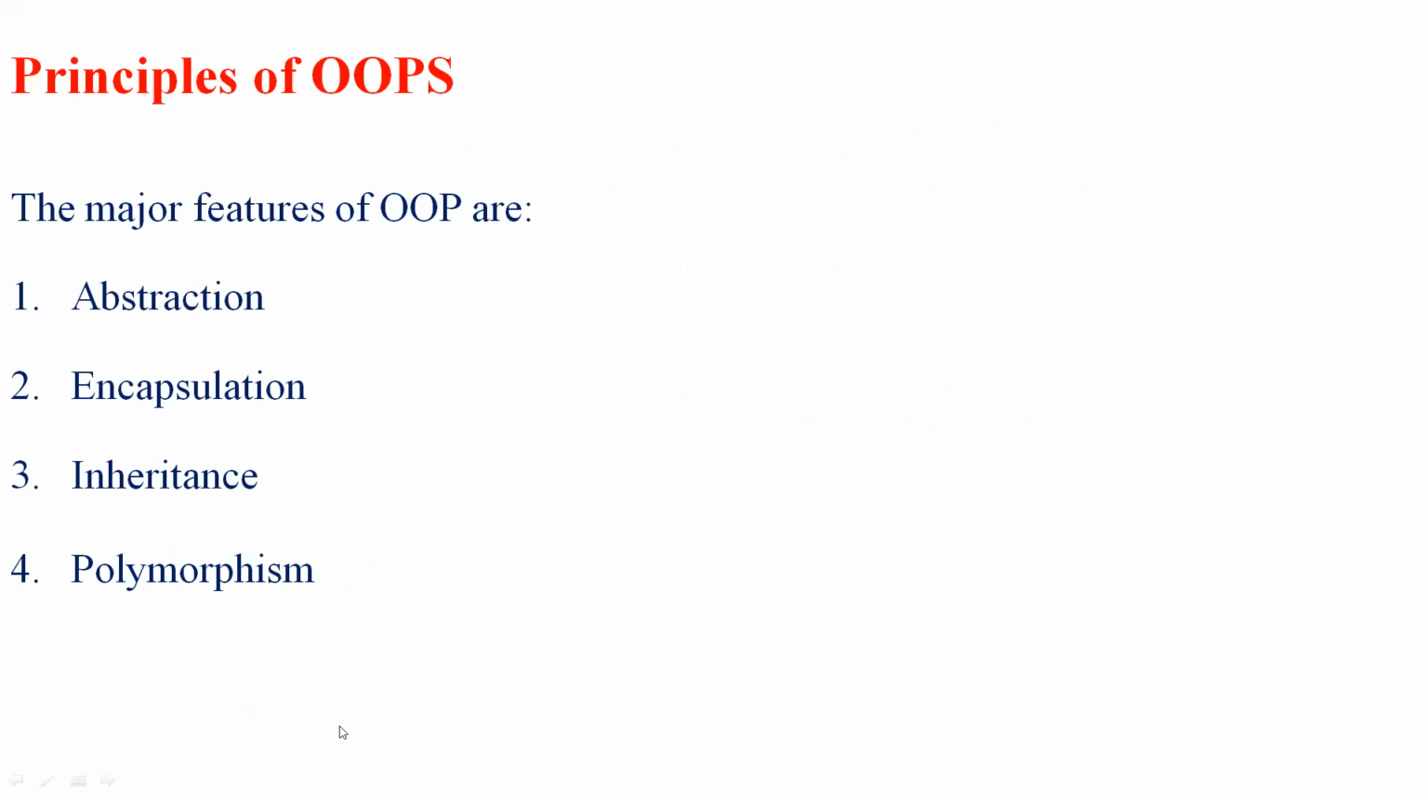These are the four different features or principles of object-oriented programming, which are also called the pillars of object-oriented programming. So let's discuss each and every pillar of object-oriented programming in detail.